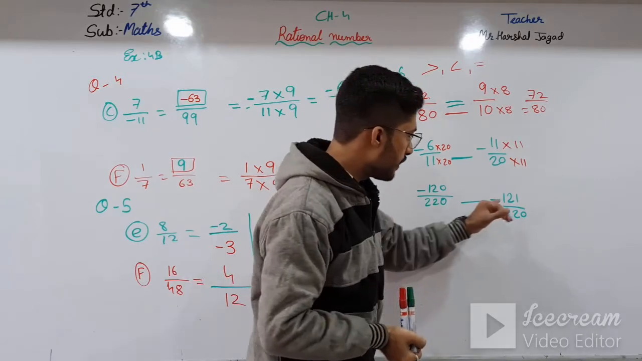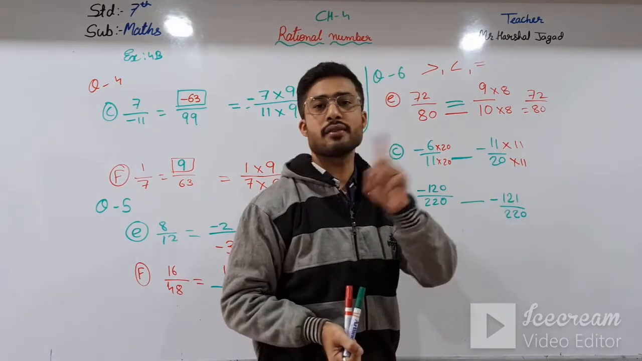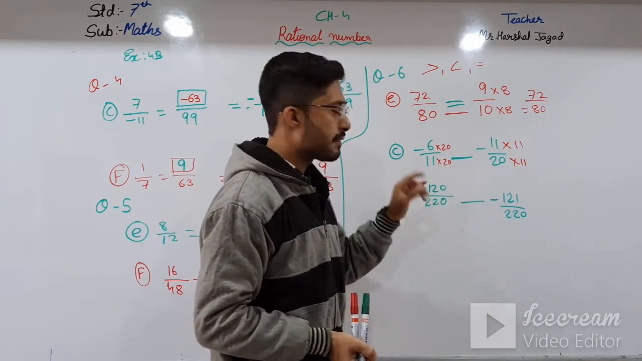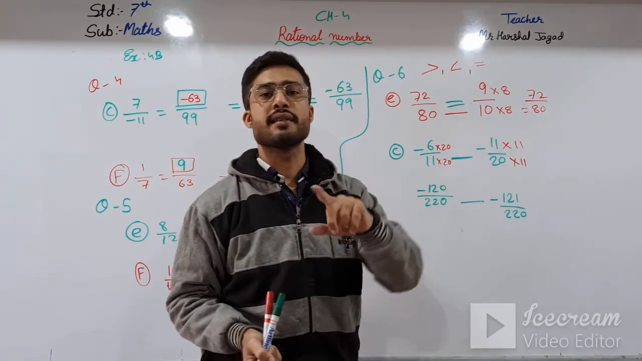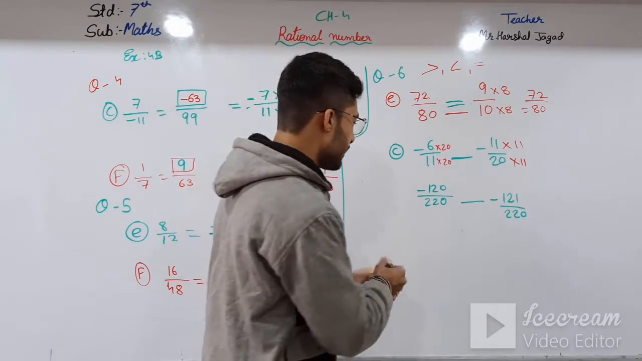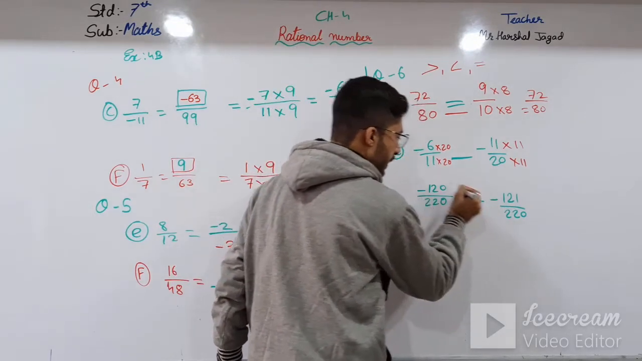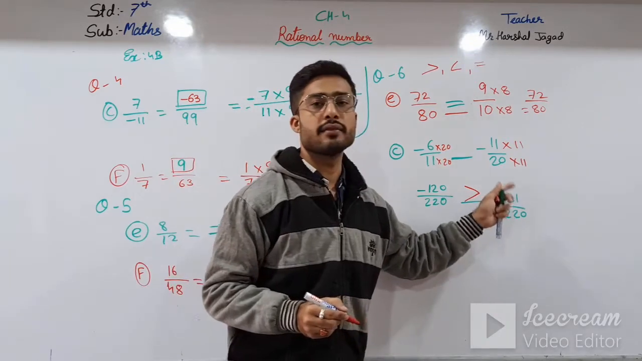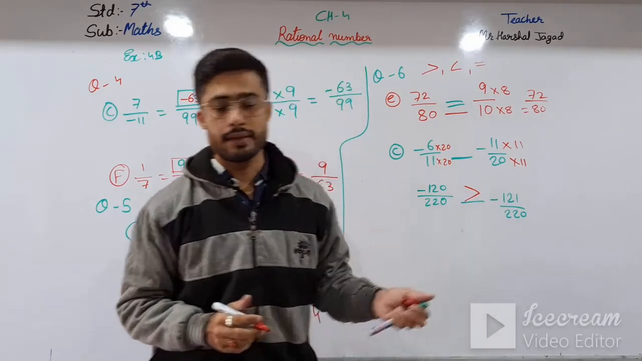All will say 121, but that is not the correct answer. If the sign is minus, then it will become its inverse. Students, now here the greater is minus 120 and the smaller is minus 121. Please note this down, students.